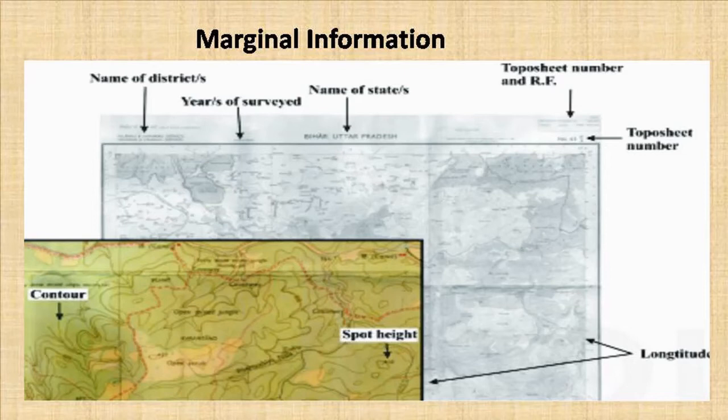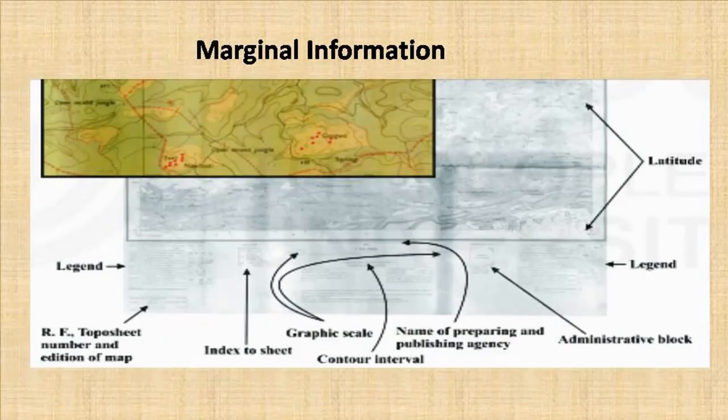So from the top of a topographical map, we will get various information such as the name of district, the area surveyed, the name of state, topographic sheet number, representative fraction, and similarly, from the bottom of a topographical map, we get the information about the legend of a map, then representative fraction, that is RF, topographic number, and edition of map, index to sheet, graphical scale, contour interval, name of preparing and publishing agency, administrative block. So these type of information we can get from the bottom of a topographical map.